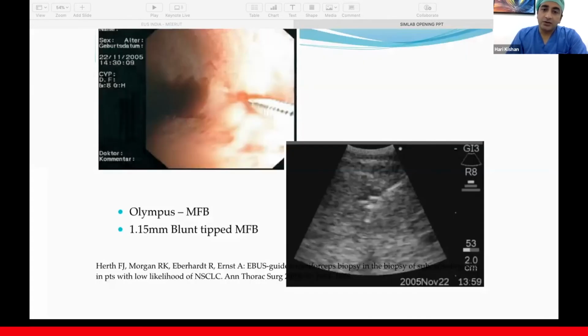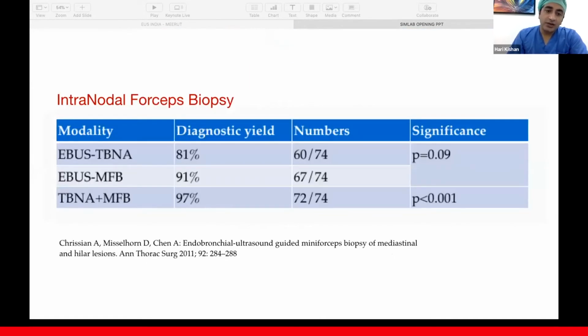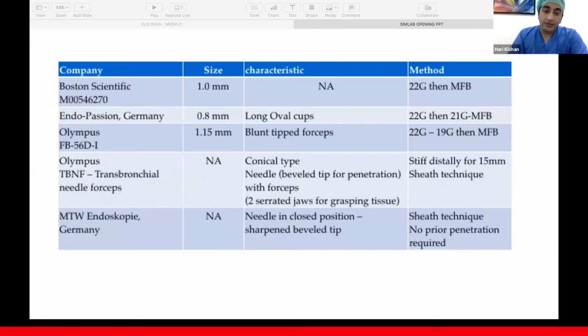So the next thing is intranodal forceps biopsies. We have a few biopsy forceps available in the market that go through the EBUS TBNA channel and then take a biopsy. If you look at the data, the diagnostic yield was 81% for plain EBUS TBNA, and when they combined EBUS TBNA with the mini forceps biopsy, the diagnostic yield improved to 97%, which is very significant. Again, selection of patients is very important. Not all patients should undergo these procedures. So we will see in what kind of patients this technique yielded more diagnosis.